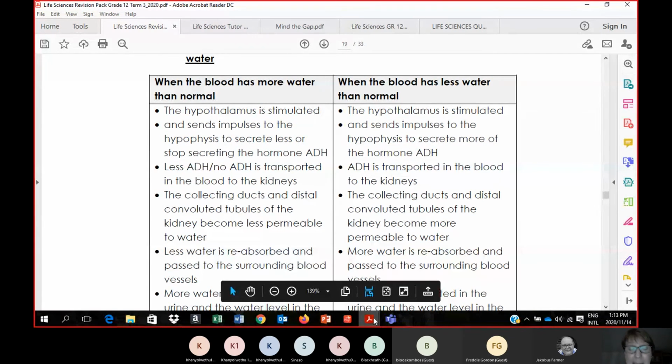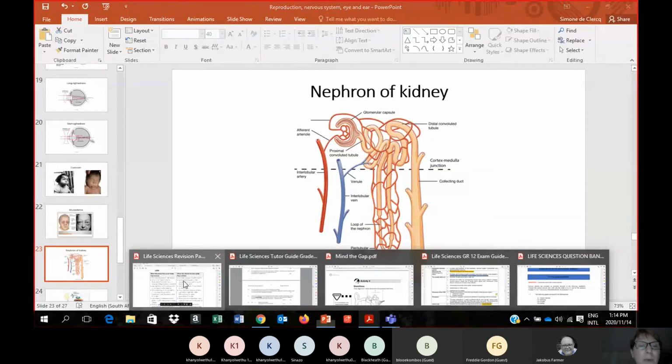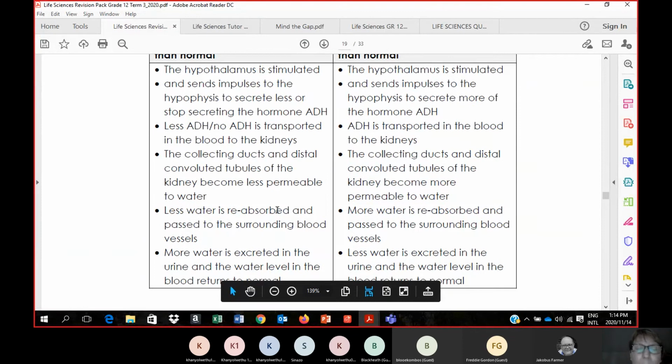So what that means, I just want to show you this once again. If they are less permeable to water, that means the water is not going to go back into the blood capillaries anymore, but it's going to stay inside this tubule, right? That's what that means. So they become less permeable to water. So less water is reabsorbed and passed to the surrounding blood vessels, and more water is excreted in the urine.